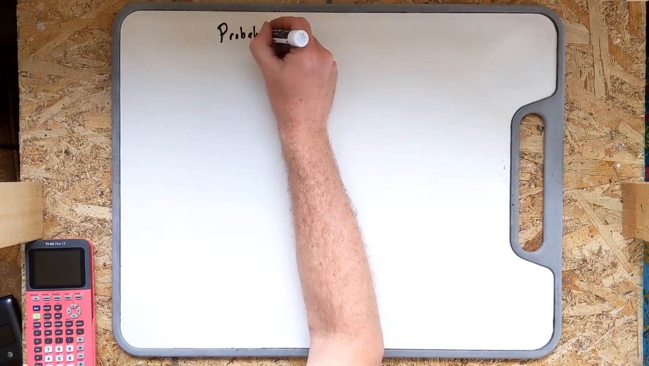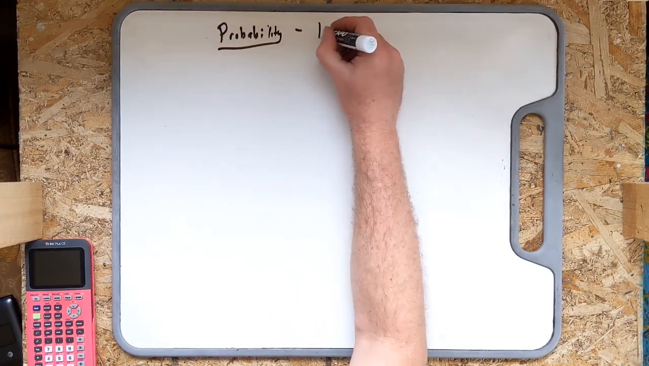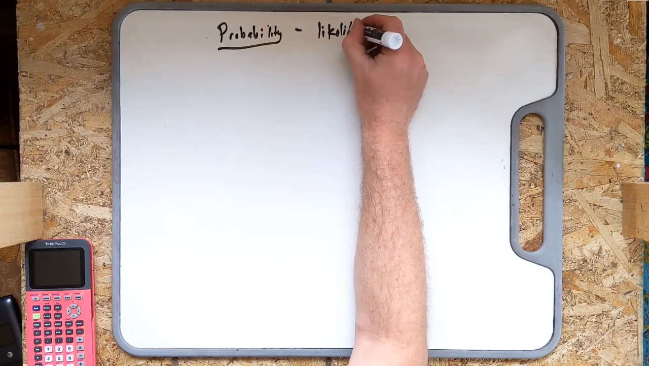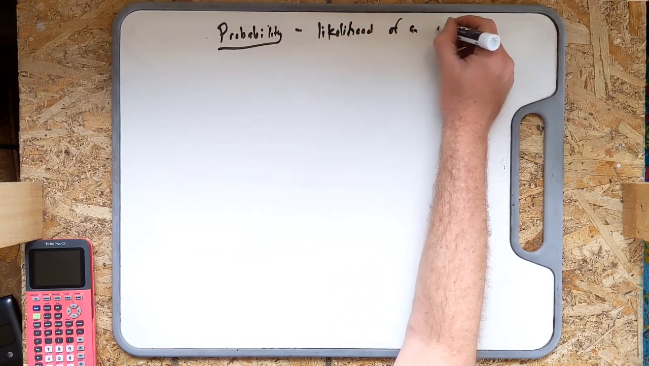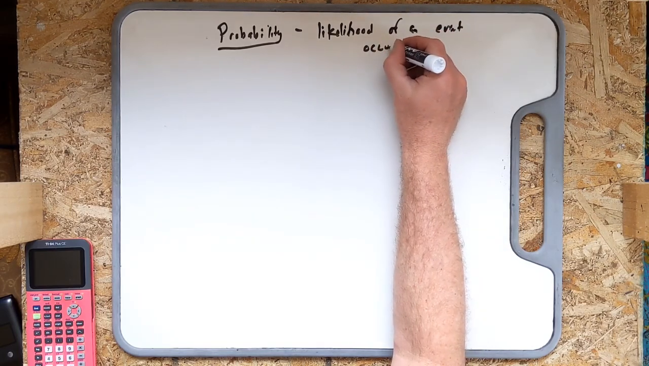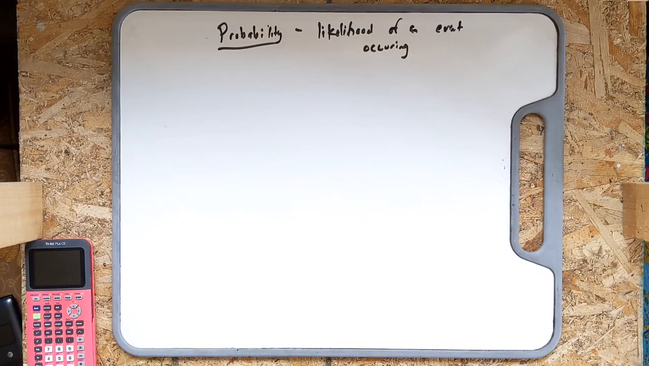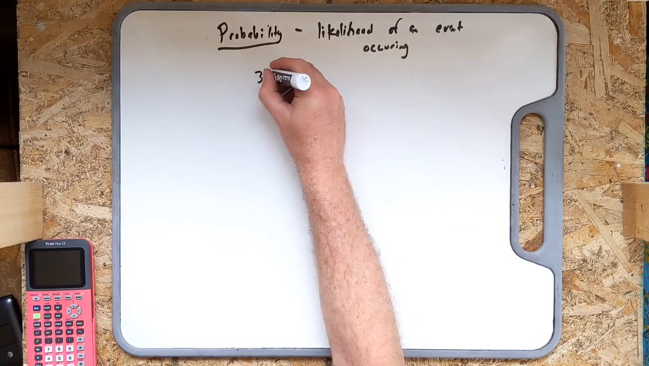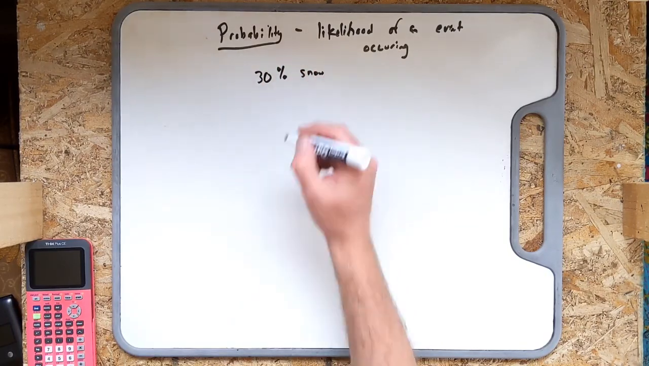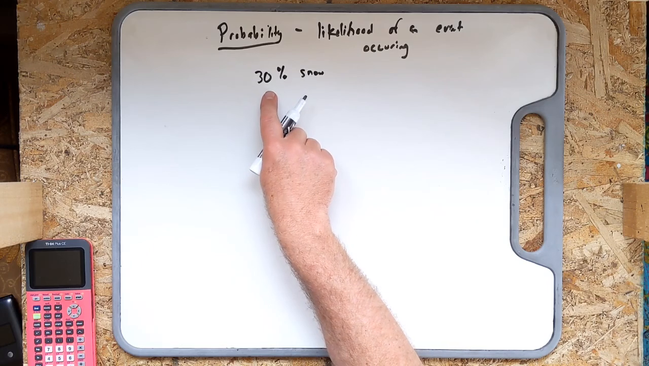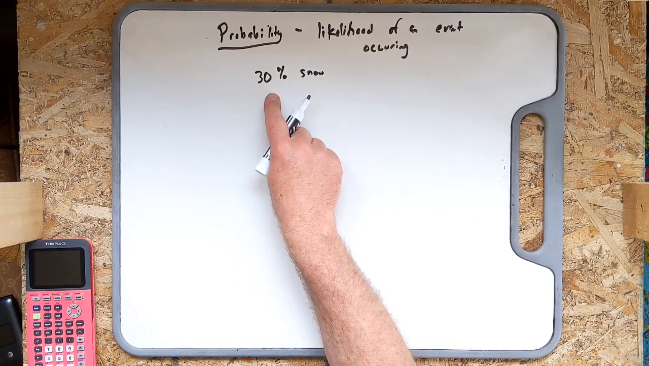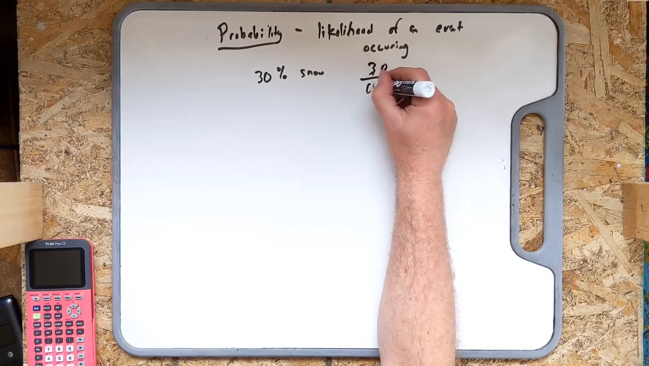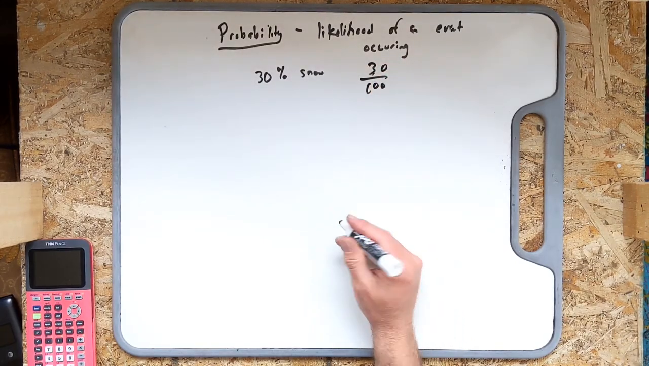So probability. Probability is the likelihood of an event occurring. I'll give some simple examples of that. Some of them I'm sure you're familiar with. Let's say we want to talk about the weather, and you say there's a 30% chance of snow tomorrow. So what does that mean? That is the probability, the likelihood of it snowing tomorrow, 30% chance, which is on average. On average, if we had 100 days like tomorrow, 30 out of 100, or 30%, it would snow.